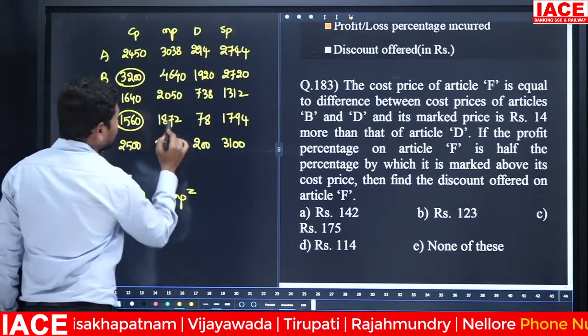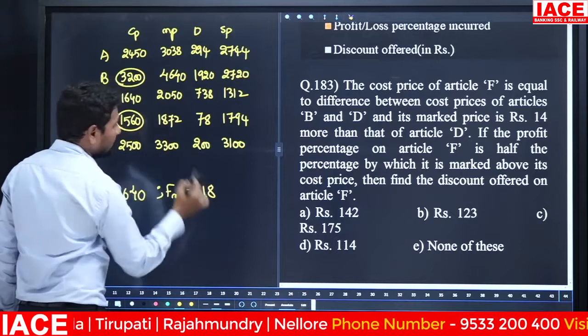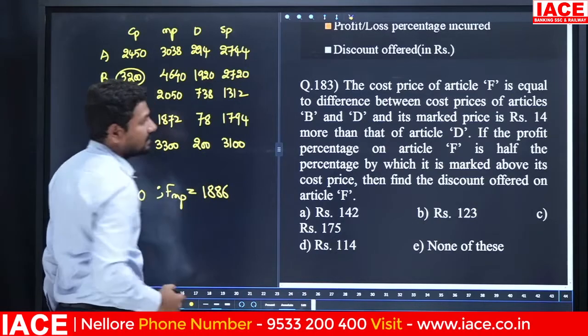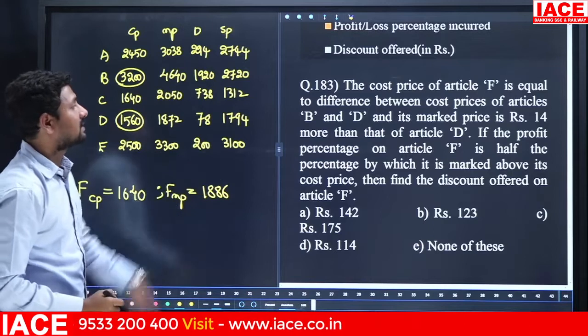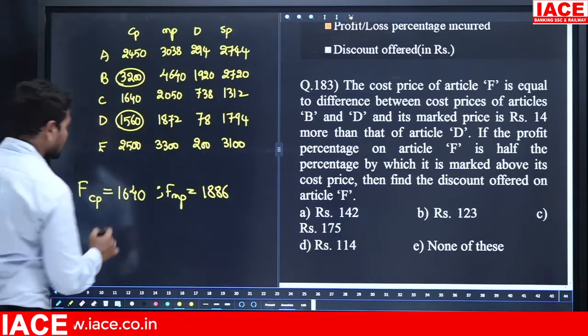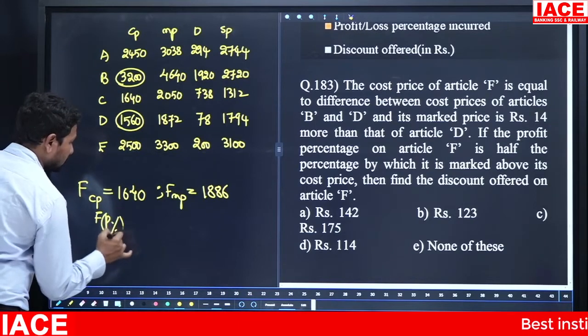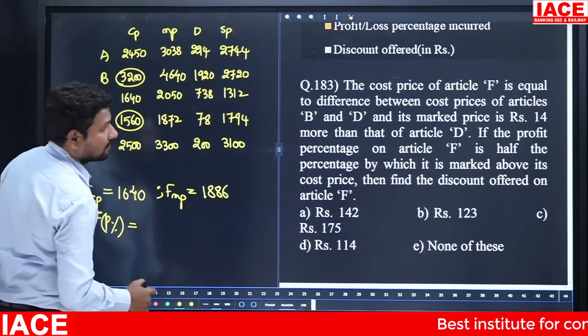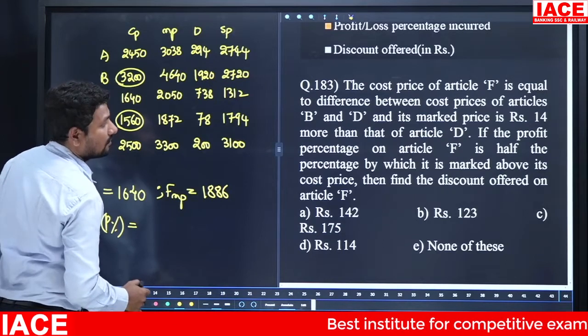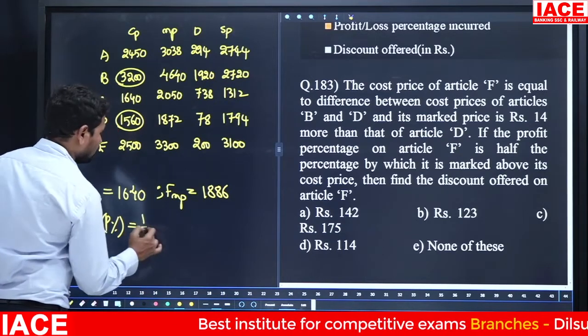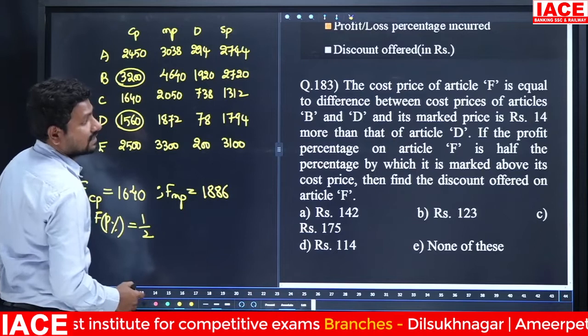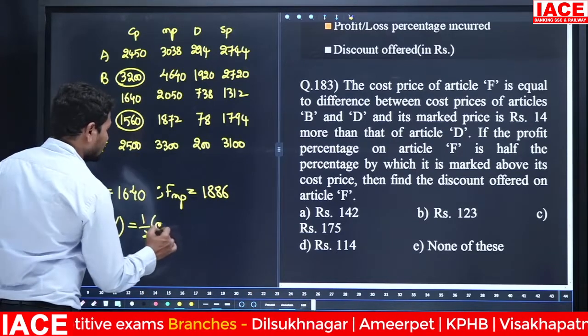Article D market price is 1872. It is 14 more, which means it is 1886. And if the profit percentage on article F is equal to half of the percentage by which it is marked above its cost price, that thing, the marking percentage, is required.